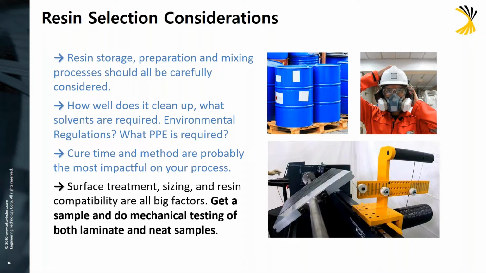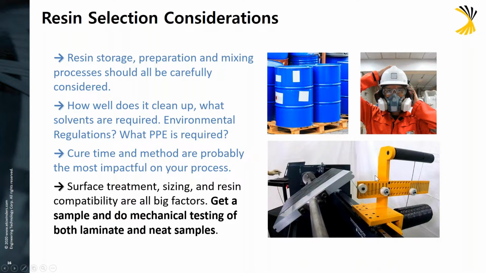And in the end, surface treatment, sizing, and resin compatibility are all big factors. This is all information you can only get from the suppliers normally, and it's information that, again, you can't just look at a spec sheet and trust. The fibers and the sizing might have different interactions with resins that you don't anticipate. So we suggest getting a sample and doing mechanical testing of both laminate and neat samples, and making sure that you're selecting the right materials for your process.